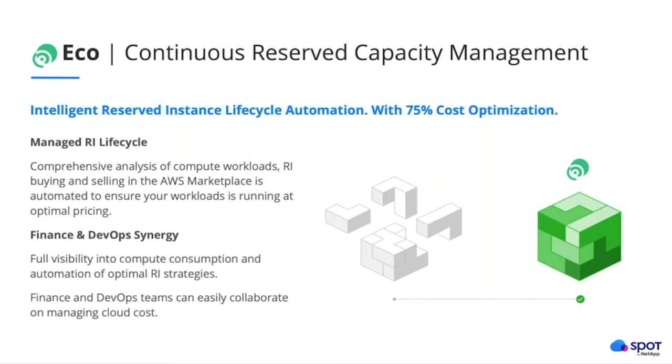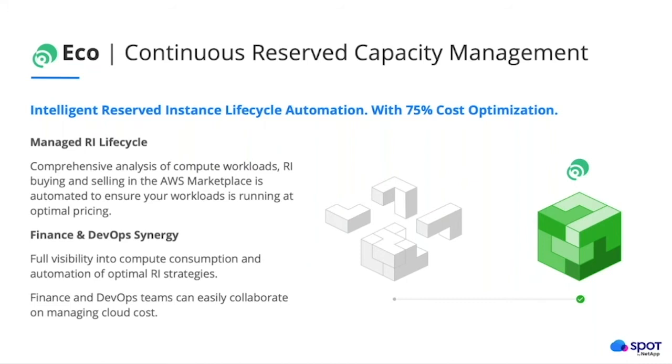Now, what happens if that changes? What if your needs change? What if you need to buy more? What if you need to get rid of some? Eco takes care of all of that for you. AWS has what's called a marketplace where you can buy and sell reserved capacity with other customers, and Eco will take care of doing all of these things for you, so you don't have to.